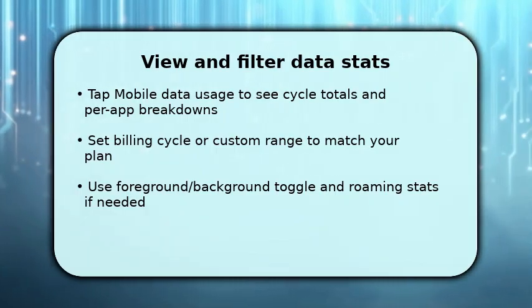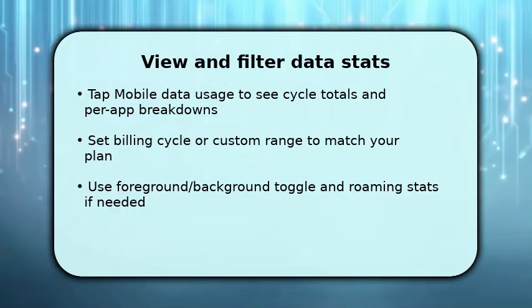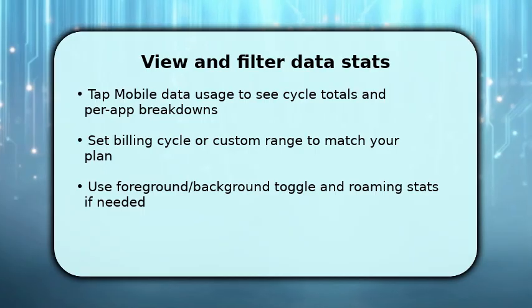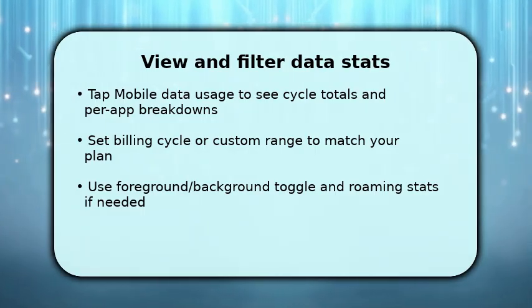Also toggle foreground versus background usage and enable roaming stats if you travel. These filters explain spikes. Take note of any apps using excessive background data so you can restrict them next.